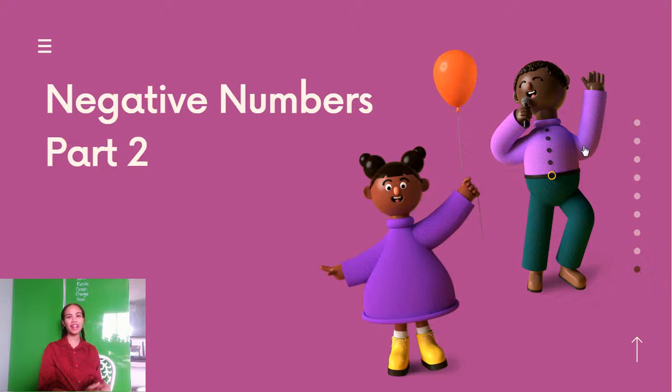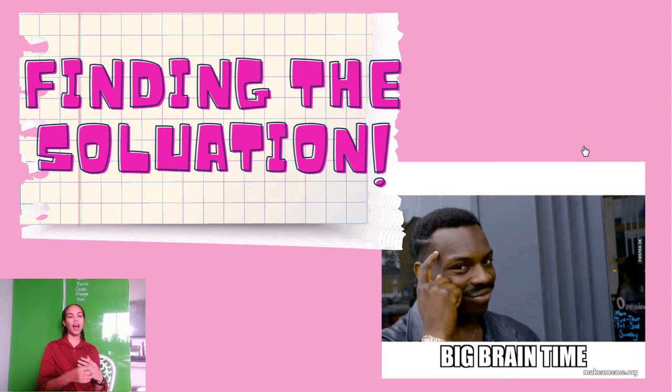Hi everyone, welcome back to our second lesson about negative numbers. We're going to try to make this a quick lesson. We are going to be finding the totals when we have positives and negatives. When we put them together, what is the solution? So we're trying to find the solution today.